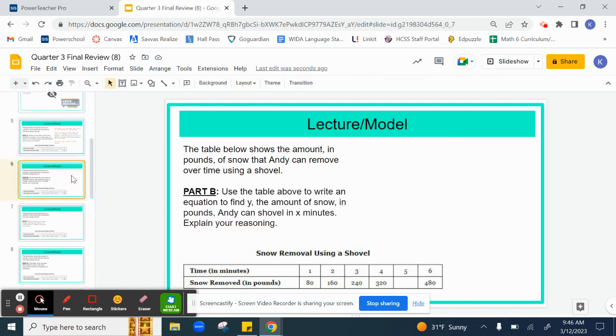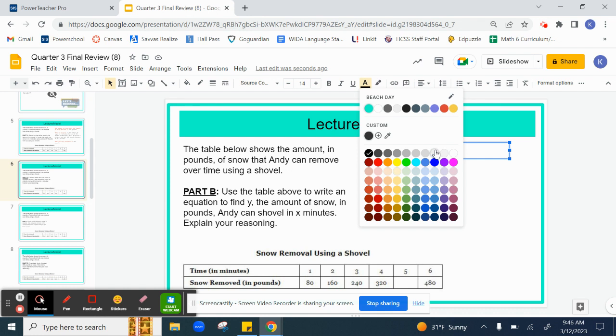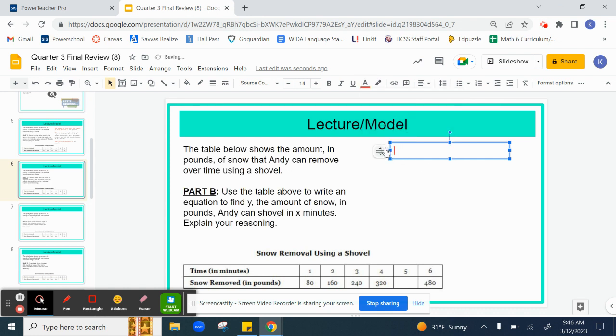All right, so we still have the same table, the amount of snow that Andy can shovel in a different number of minutes. Use the table below to write an equation to find the amount of snow in pounds Andy can shovel in X minutes, or any minutes. All right, so first, let's set up our sentences. An equation would be, this is because, therefore my response is.